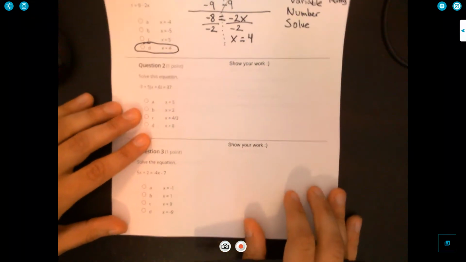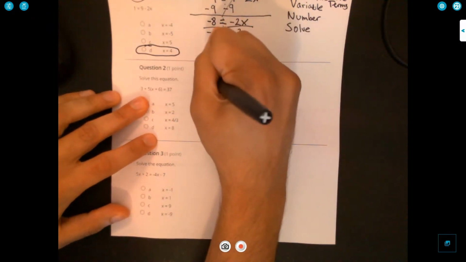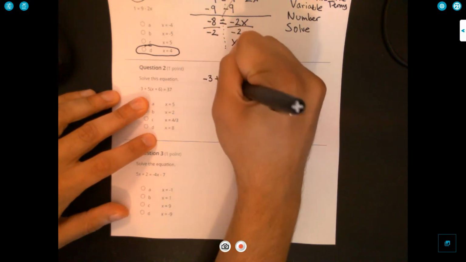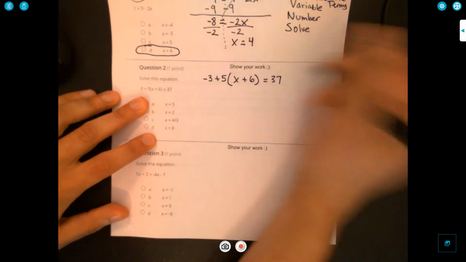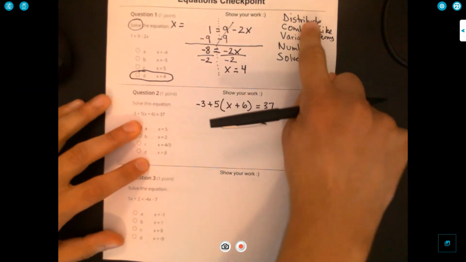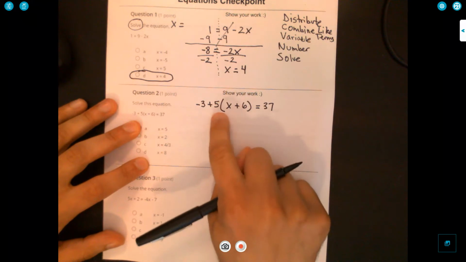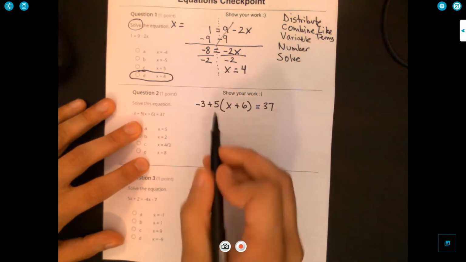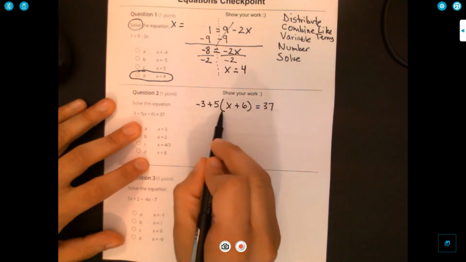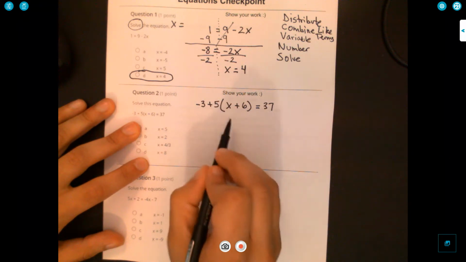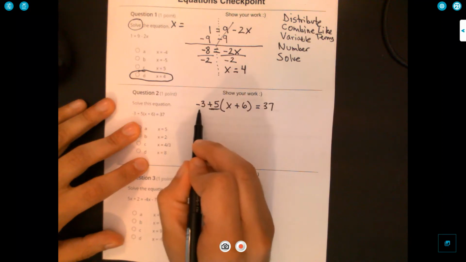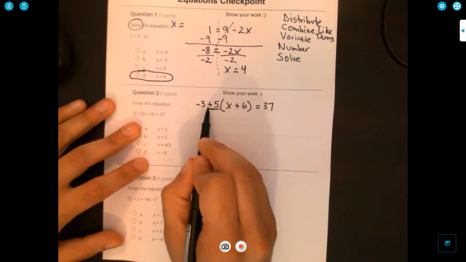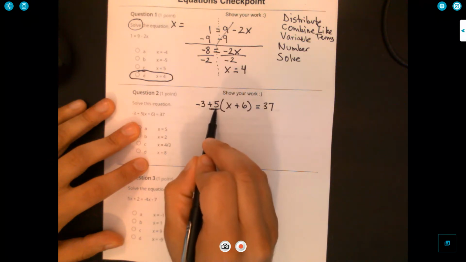All right, so on number 2, I'm going to rewrite it. We get negative 3 plus 5, open parentheses, x plus 6, is equal to 37. All right, same step, distribute. We are going to have to distribute because we have parentheses. What do we distribute? We distribute whatever term is on the left side outside of the parentheses, which happens to be a positive 5. We're not going to distribute the 3. This negative 3 is separated from this plus sign, so it's a separate term. So we're only going to distribute the 5.